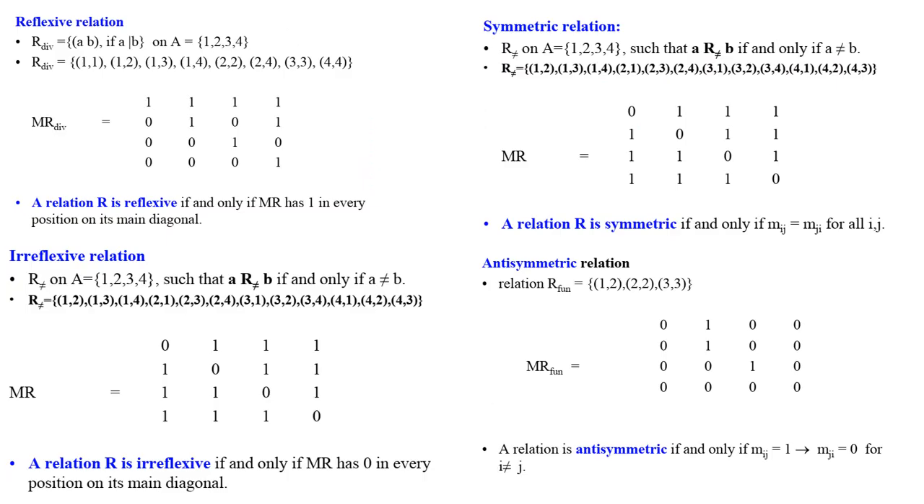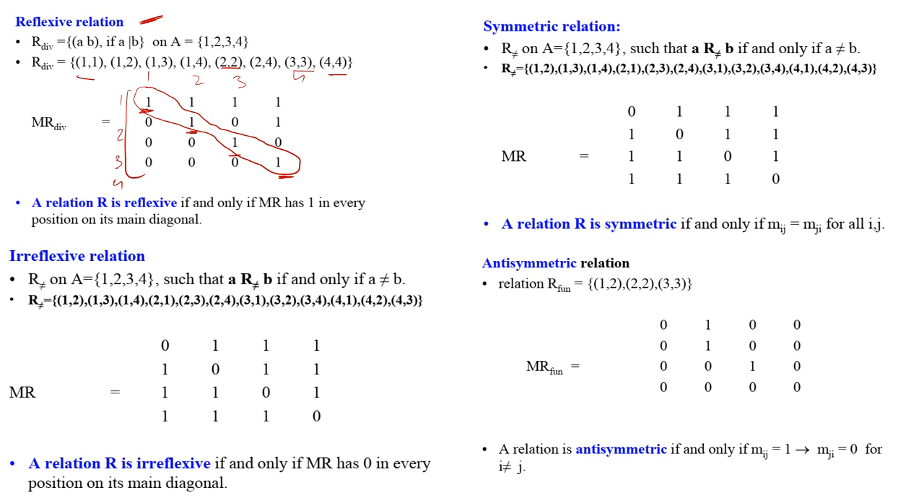Now we can use relation matrices to identify relation properties also. If the relation is a reflexive relation, obviously the diagonal elements are going to be 1. Why? Because let us say this is defined on 1, 2, 3, 4. So obviously 1 is related to 1, 2 is related to 2, 3 is related to 3, and 4 is related to 4, as you can see over here also.